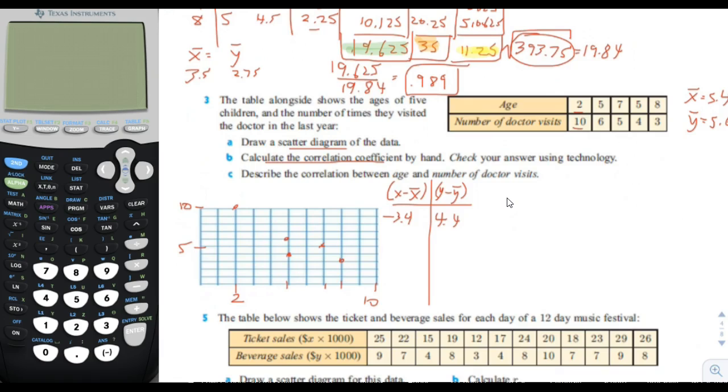Okay, and so we go on like that. So 5 minus 5.4 is negative 0.4. 6 minus 5.6 is 0.4. 7 minus 5.4 is 1.6. 5 minus 5.6 is negative 0.6. 5 minus 5.4 is negative 0.4. 4 minus 5.6 is negative 1.6. And 8 minus 5.4 is 2.6.